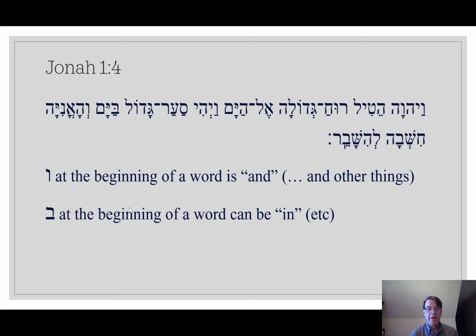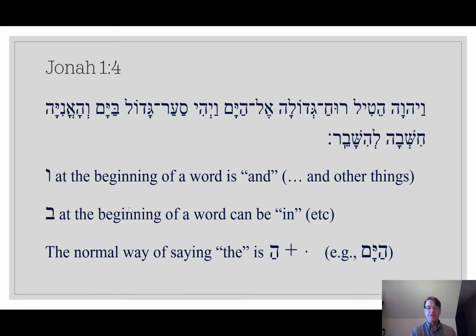But 2 things you've learned, 2 meaning bits of the language, v, and at the beginning of a word, ba or va is in. And then the third thing I want to expose you to is that the normal way of saying the is hey, patach, and the doubled next letter. So let me see, I think we have one here, don't we? Yeah, hayam. Where is that at? Right here. So hey, patach, doubled letter. Yam is the sea. Yam, I love the sea. Anyway, yam is sea. Hayam is the sea. How do I know the? Because the hey, the patach, and the doubled next letter, the.